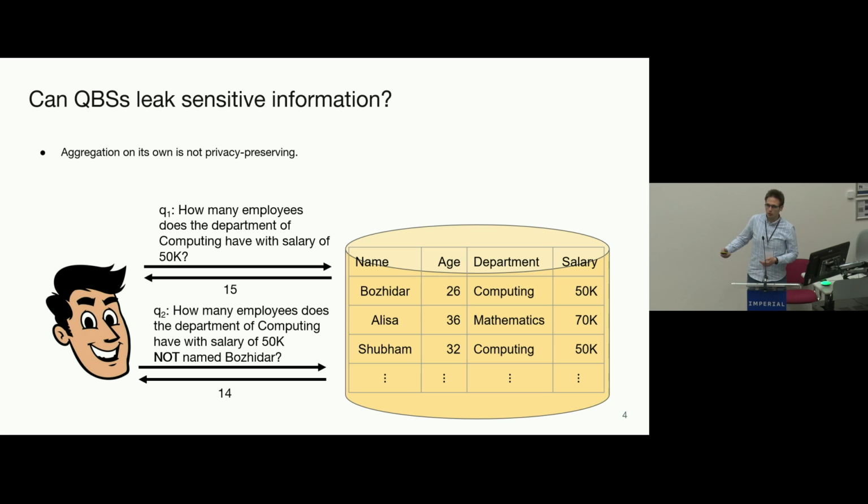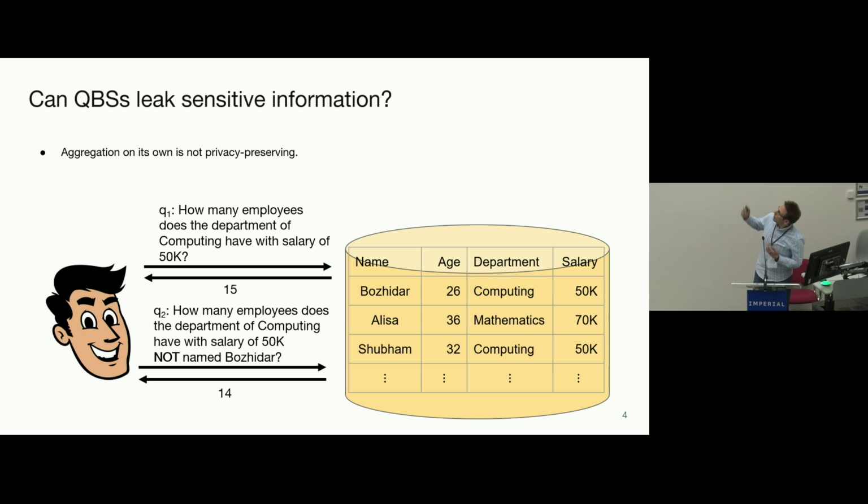But aggregation alone has long been known not to be privacy-preserving. These non-privacy-preserving properties have been amplified in this case because the analyst has the freedom to choose the aggregates themselves, and they can ask queries highly specific to an individual.